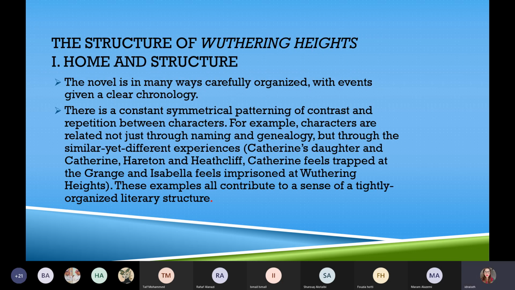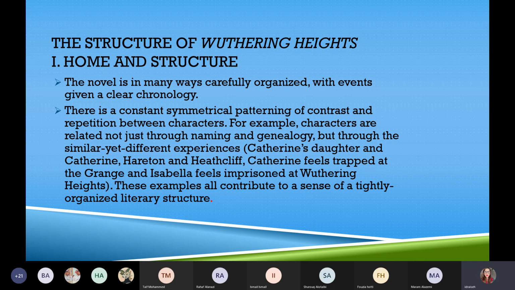All right, the home and the structure of Wuthering Heights. Well, the novel in many ways is considered organized in terms of the events, and it has a very clear chronology. We know when the novel begins, when the boy Heathcliff arrives in Wuthering Heights. We know when the novel ends. We have all these details. Also, we know that there is a contrast that is symmetrical in the repetition of characters. We have Catherine, young Cathy, Edgar Linton, and then Linton, Isabella's son and Heathcliff's son. We have all these contrasting characters.